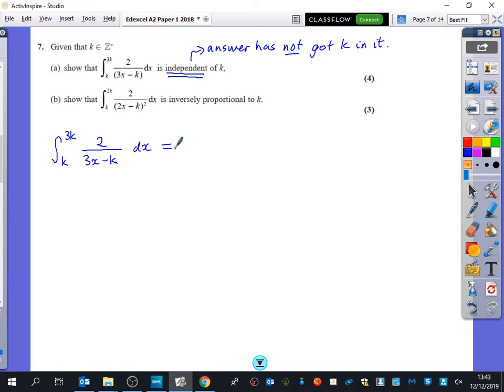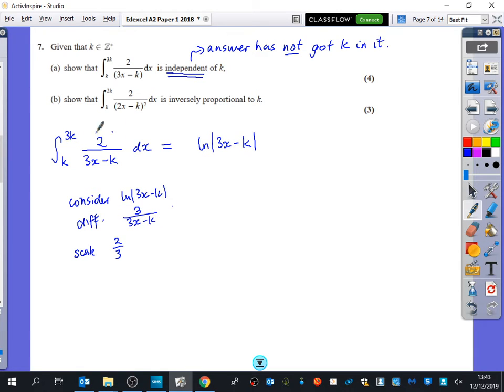So from the integration we've got here, this looks like it's going to be something to do with ln of 3x minus k. If we consider ln of 3x minus k, then when we differentiate that, we get 3 over 3x minus k. But we don't want 3, so we're going to divide it by 3 and times it by 2. So we're going to scale it by multiplying it by 2/3. My apologies, it differentiates to 3 over 3x minus k.